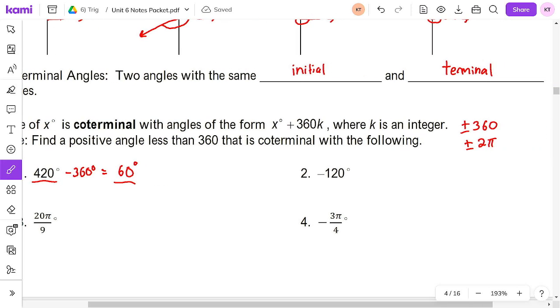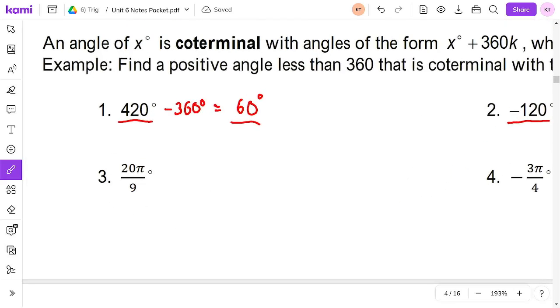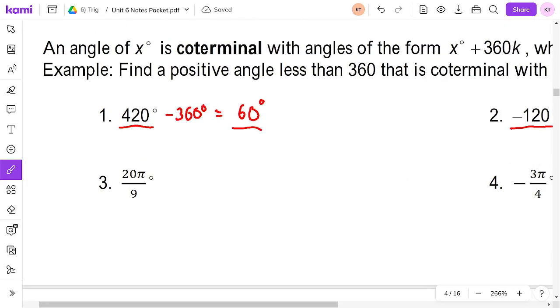Number 2, it's negative 120, so I'd have to add 360 to that. That would give me a positive 240 degrees. So again, negative 120 and positive 240 are coterminal. I have 20 pi over 9. That's more than 2 pi, so I'm going to subtract 2 pi. Equivalent to 2 pi with a denominator of 9 would be 18 pi over 9. So then I get 2 pi over 9. So 2 pi over 9 and 20 pi over 9 are coterminal.